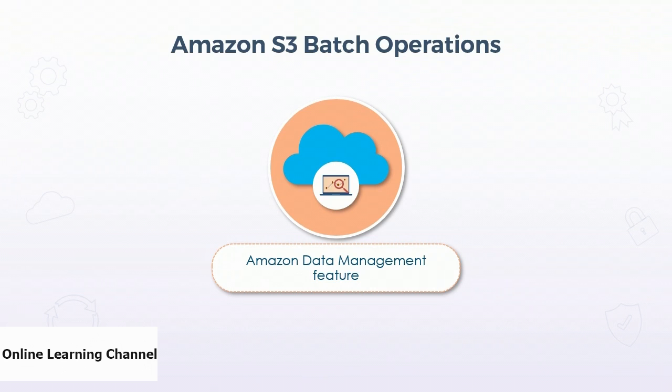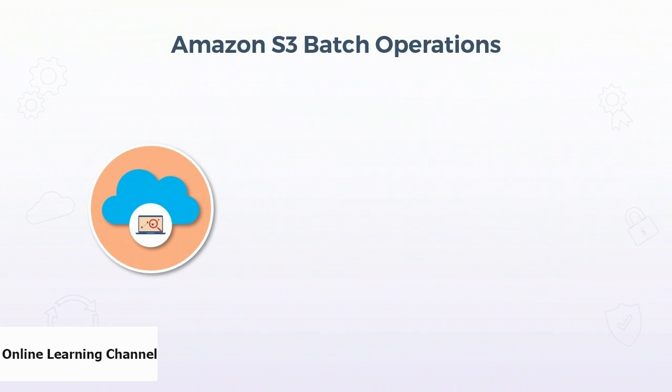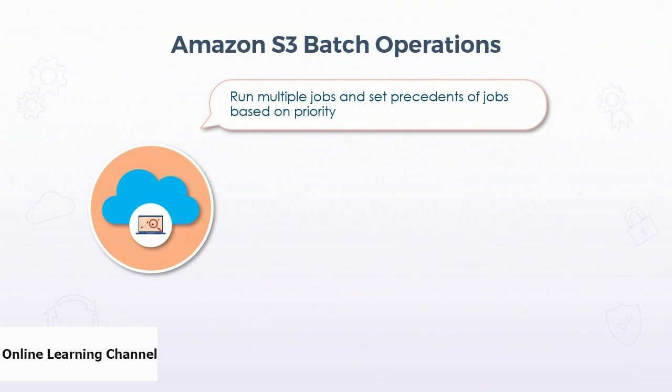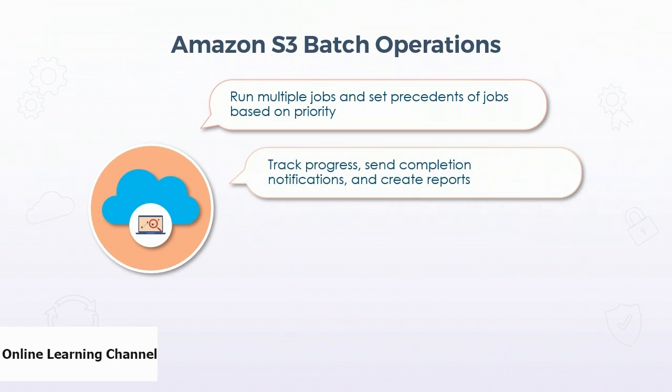To perform any operation, users need to create a job, which consists of a list of objects that need to be focused on, actions that need to be performed on those objects, and a set of parameters specific to that particular operation. Amazon S3 Batch Operations allows users to run multiple jobs at the same time and also to set precedence of jobs based on priority. It allows users to track progress, send completion notifications, and also create reports for all changes that are executed by various jobs on the platform.